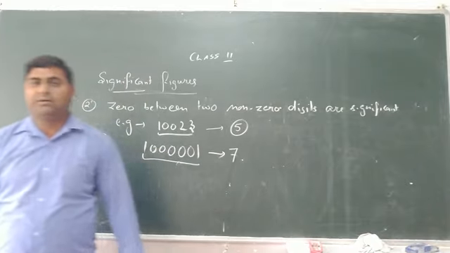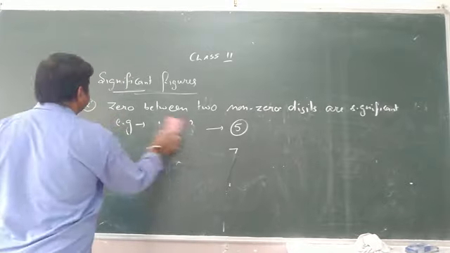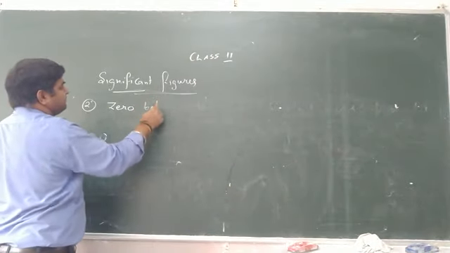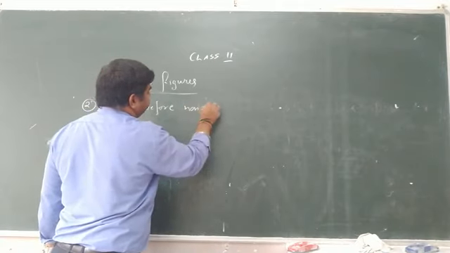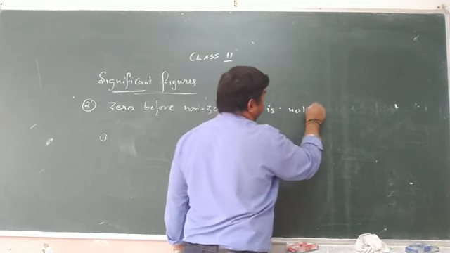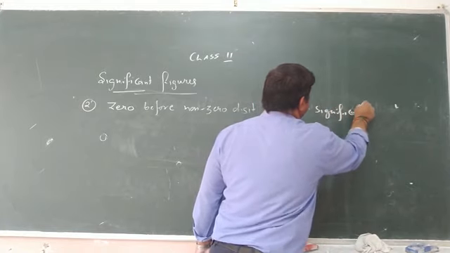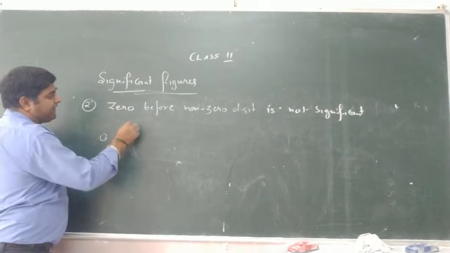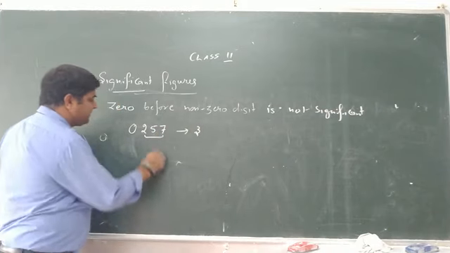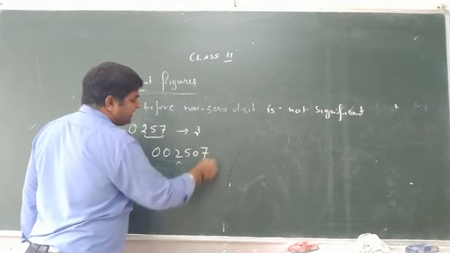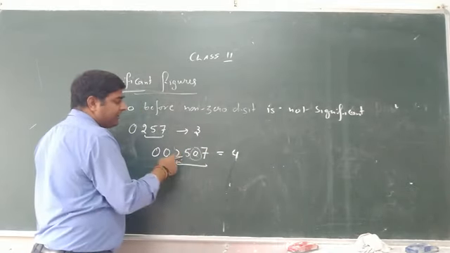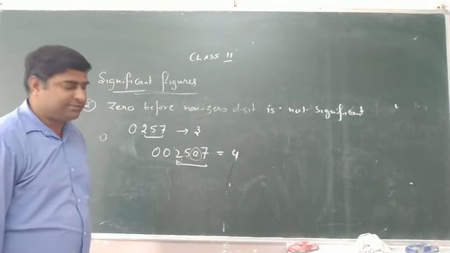Let us move towards the third rule. The third rule says 0 before non-zero digits is non-significant. What does it mean? If we have 0.0257, then it has only 3 significant figures. 0.02507. How many significant figures does it have? Yes, 1, 2, 3, 4. This 0 is significant because it is coming between 2 non-zero digits.